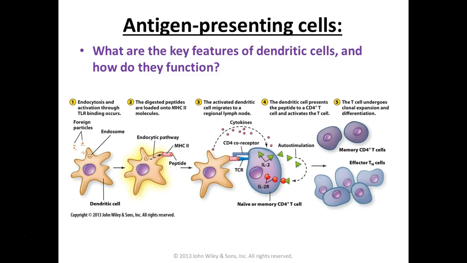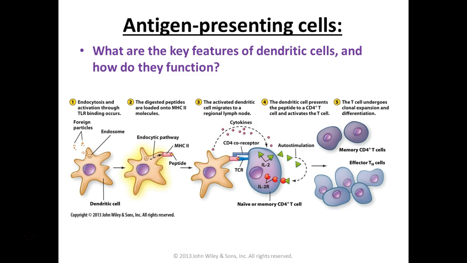So what are the key features of a dendritic cell? The key feature is what he's doing right here, right, in step 3. Presenting antigen to that T cell. How does he do that? He breaks it into pieces, right, and presents it using MHC class 1 or class 2.